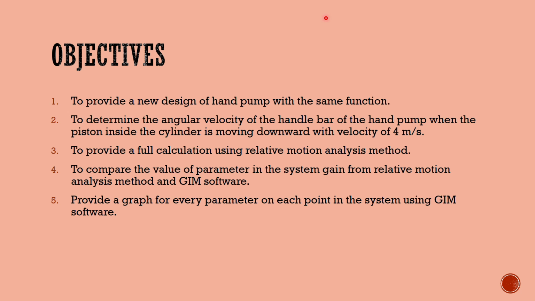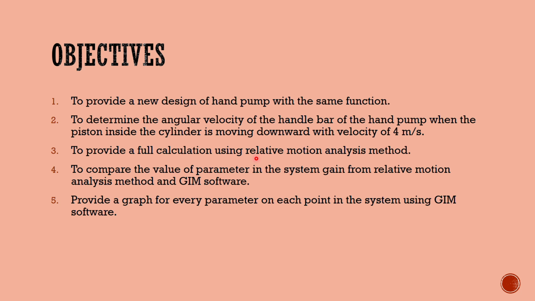The next chapter is about the objective of the study. The first objective is to provide a new design of hand pump with the same function. The second objective is to determine the angular velocity of the handlebar of the hand pump when the piston inside the cylinder is moving downward with a velocity of 4 meters per second. The third objective is to provide a full calculation using the relative motion analysis method.